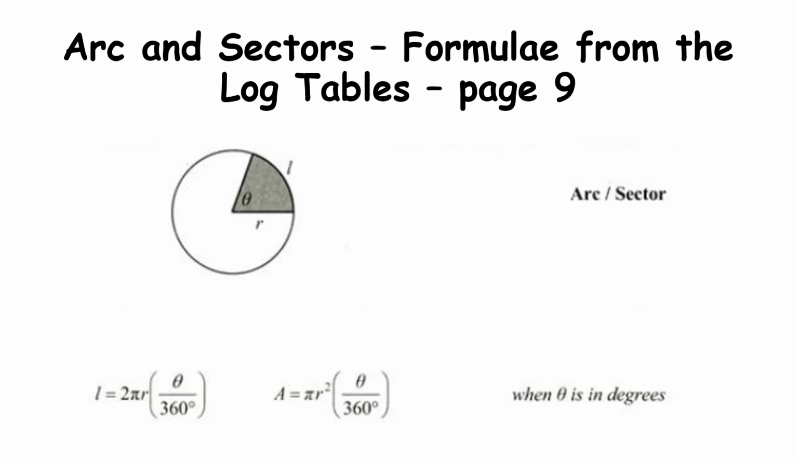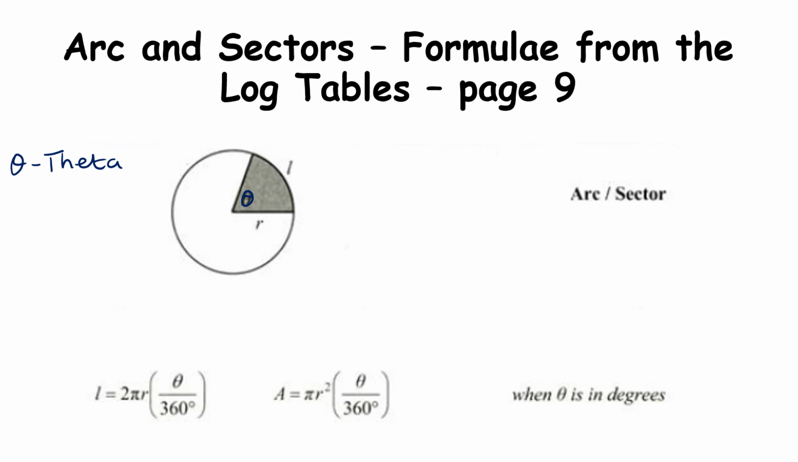We have this formula here on page 9 of our log tables. We can see the shaded piece, so that is what we think of as a sector. The sector has an angle, and that angle is called theta. Theta is just an angle letter that we tend to use. It is a Greek letter that looks like this when I draw it. It's the same as if you called it A. It's just another letter. When we run out of letters, we tend to use our Greek letters in maths.